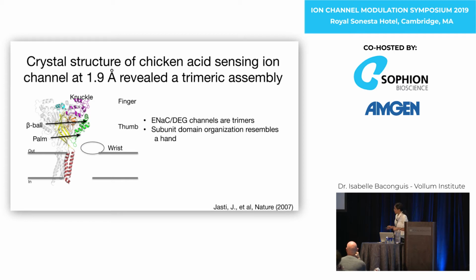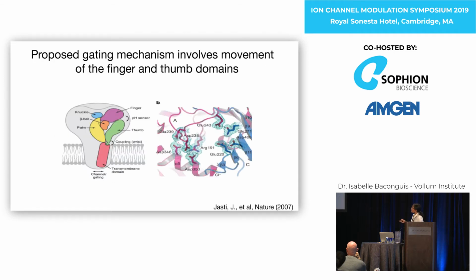But also, what the structure has shown is that if you were to just focus on one subunit, color-coded here, each subunit is assembled like a hand, right? So you've got the knuckle, finger, thumb, you've got the large beta sheets, the palm domain, and then you've got the wrist, and of course, then you've got the forearm. And what's thought or proposed about these ion channels is that perhaps movement of the finger and thumb domain, basically, kind of any conformational changes here, would then be propagated to the TM domains through the wrist region.